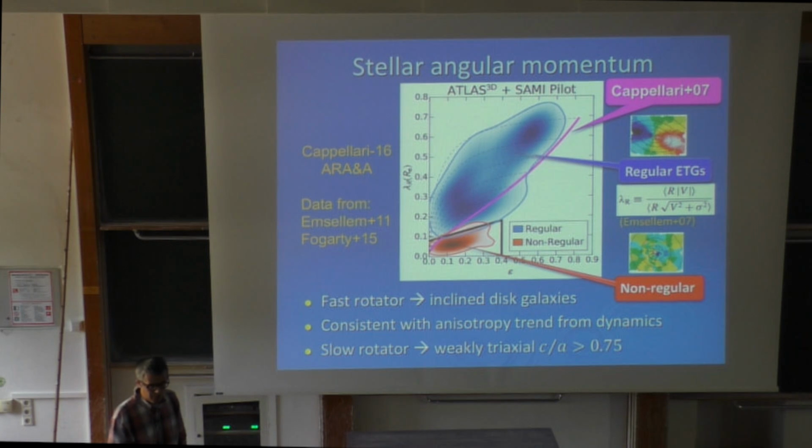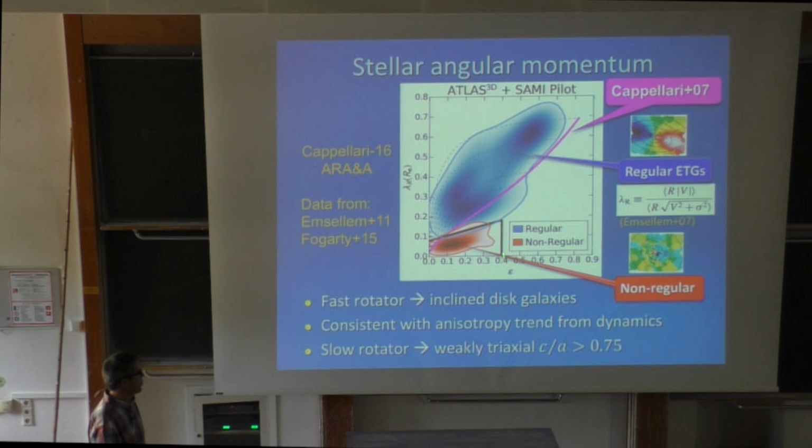If you want the most accurate separation between the two classes, you should use models, but there is a simpler way, which is making this diagram that was introduced in the paper by Emsellem and colleagues in 2007. This is the specific angular momentum of the galaxy, so the angular momentum per unit mass of your galaxy as a function of the ellipticity of the galaxy. And now in this diagram, the non-regular rotators, which remember are inconsistent with being disks, lie in this region.